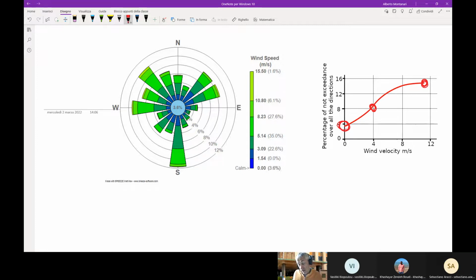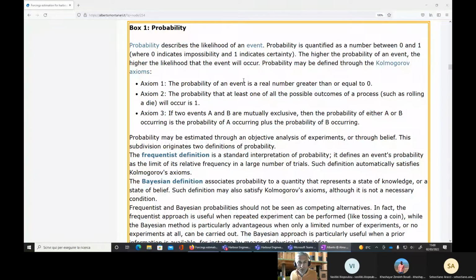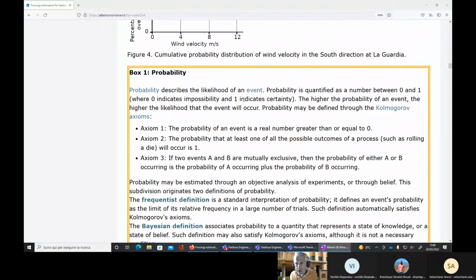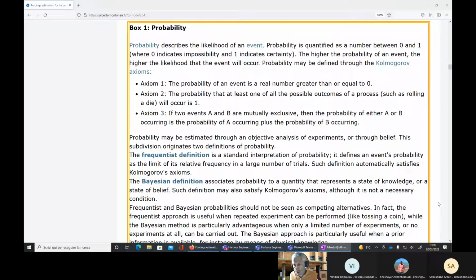But before asking you if you have any questions, I want to draw your attention to a box on my website. Now let me share the screen. Here we are. You see that on the same page, you see the wind rose, then the picture of the probability distribution, and this box, probability. I kindly ask you to read and study this box, because it is true that we don't need to go into the details.